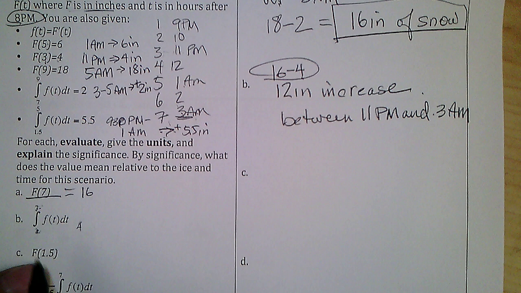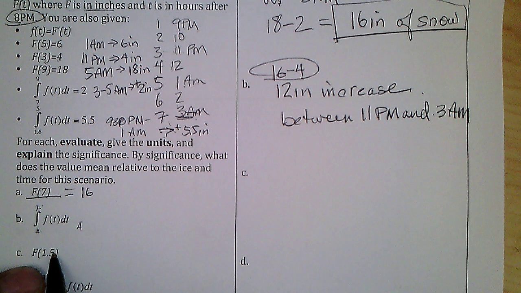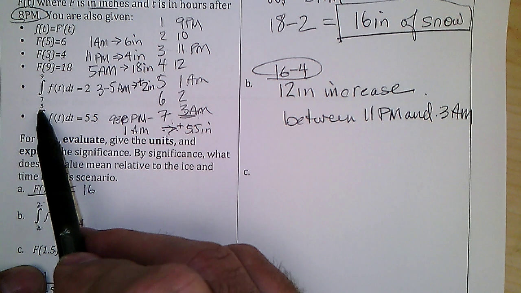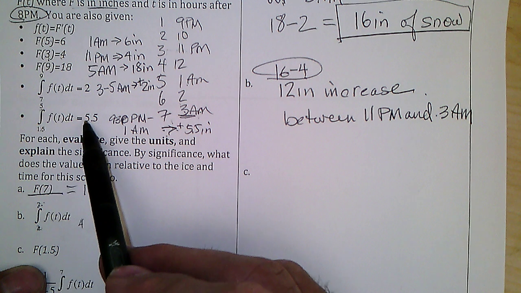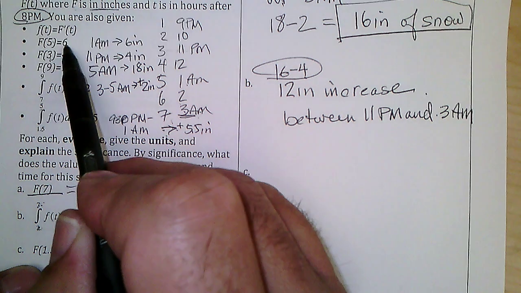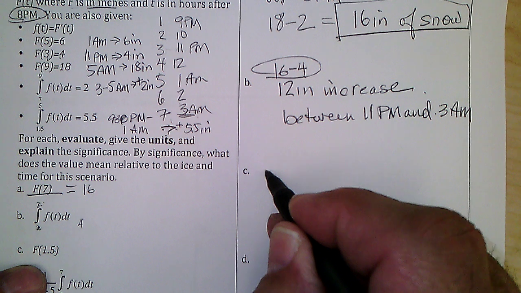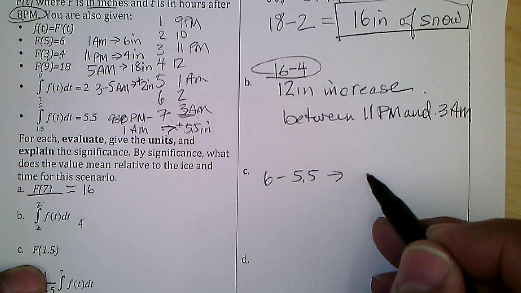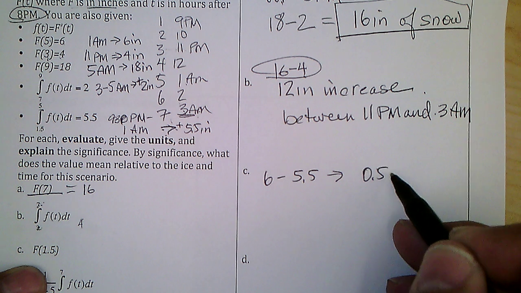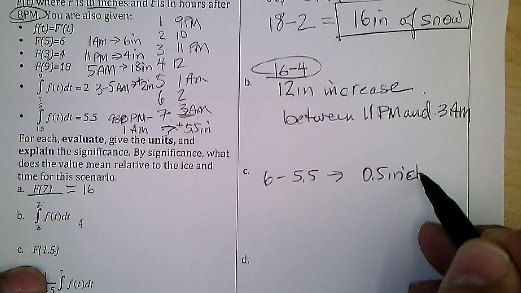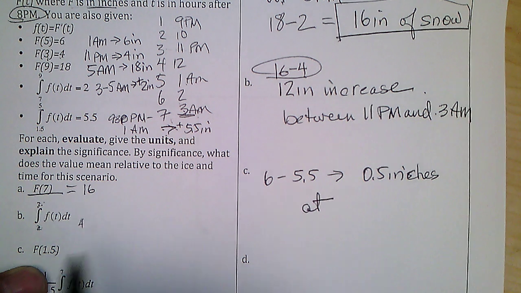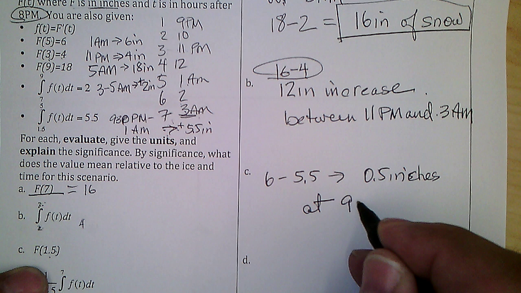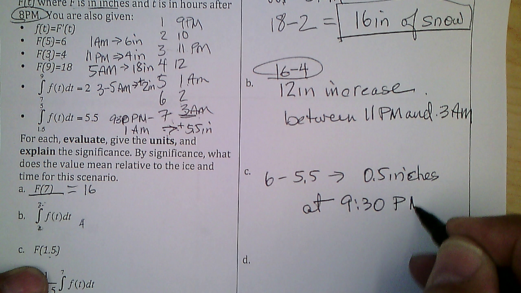C, how deep was it at 9:30? Well, from 9:30 to 5, it went up 5.5 inches, and it's 6 there, so it'd have to be 6 minus the 5.5 it went up to go backwards, and it comes out to be 0.5 inches at 1.5 hours after 8, which is 9:30 p.m.